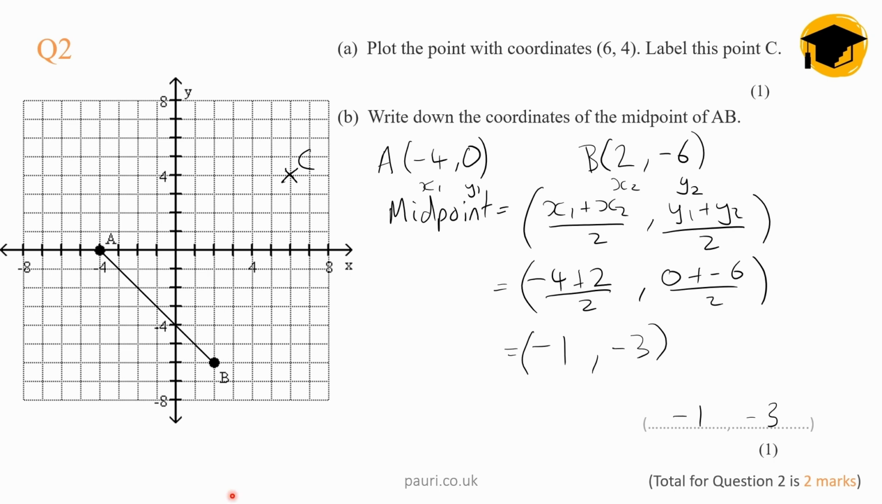You can also sense check your answers, so if we go down the corridor -1, and then down the stairs -1, 2, 3, the midpoint is there. Does that roughly look like the midpoint between A and B? Yes, it does. So we know our answer looks right.